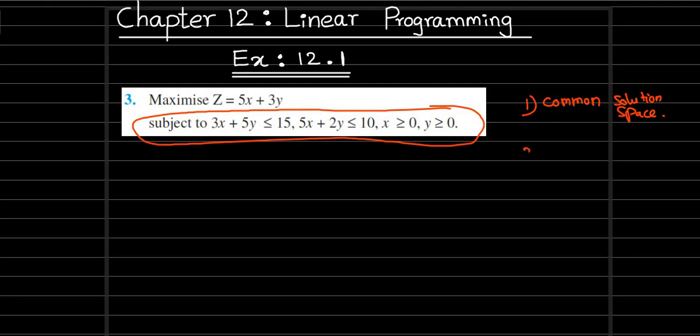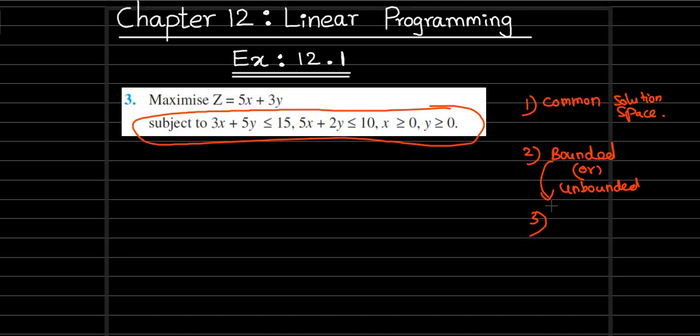Second, we have to see whether it is bounded or unbounded. Bounded means the common solution space is a closed figure, some polygon. If you have a common solution space but it doesn't look like a closed figure, then it is unbounded. We have to check whether it is bounded or unbounded. If it is bounded, what we need to do is identify the corner points next.